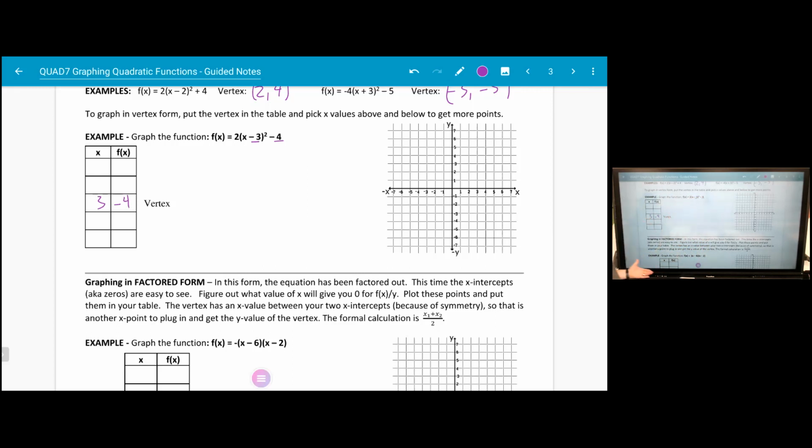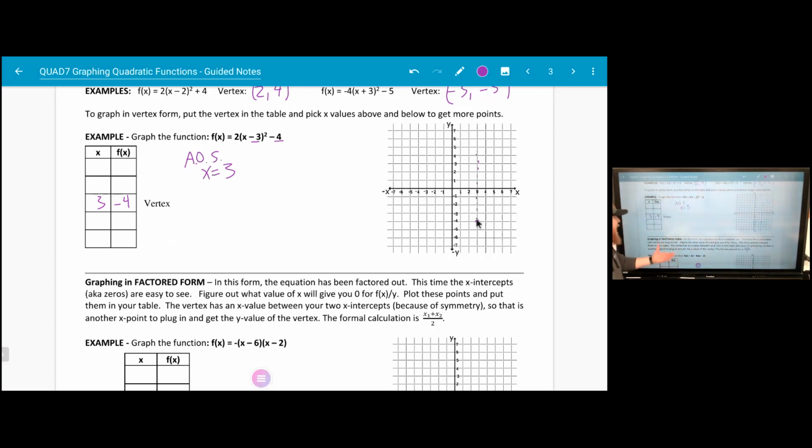Let's go ahead and figure things out. What else do we need to know to graph this? Well, first of all, we've got the vertex. We can find our axis of symmetry, our AOS, because it's just x equals the x coordinate. x equals 3. We can do this: 3, -4. Here's our axis of symmetry.